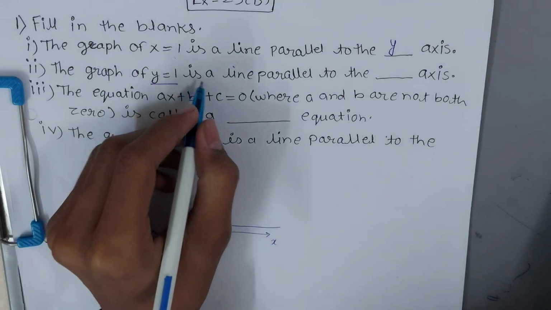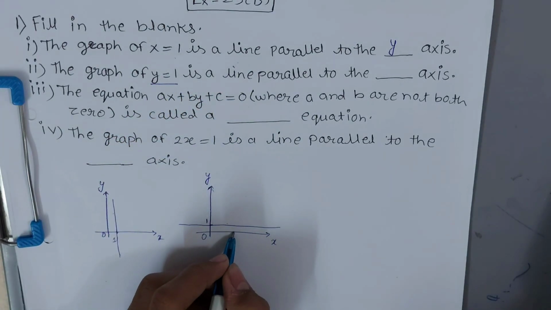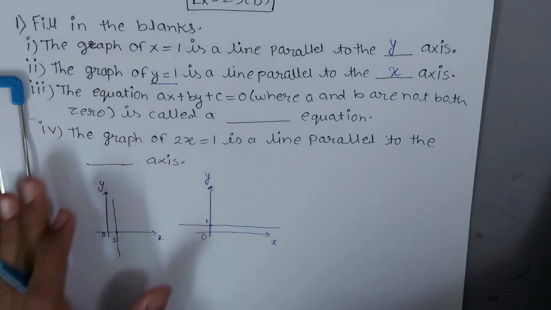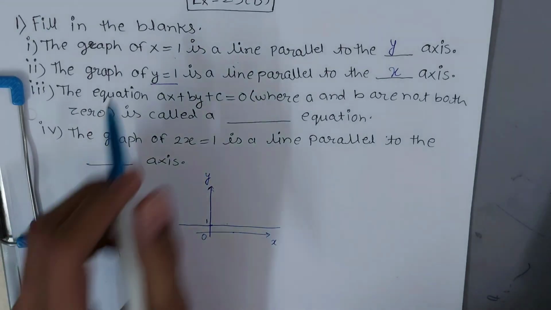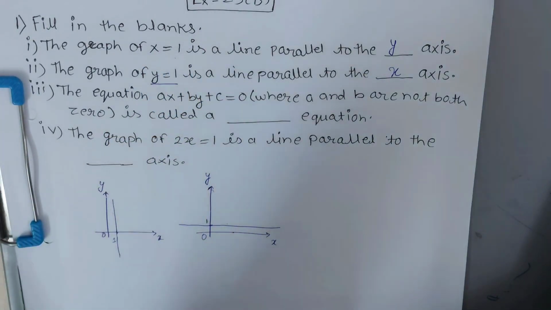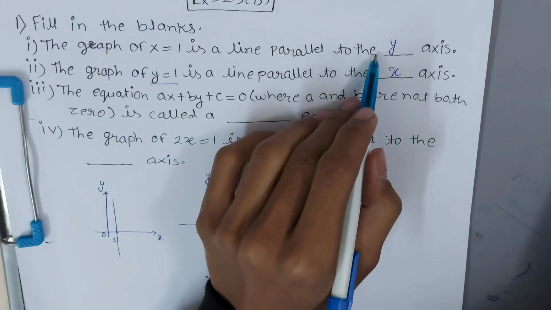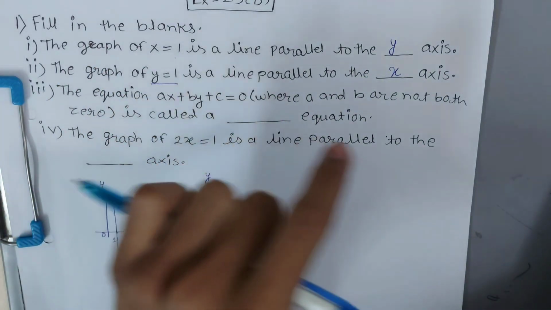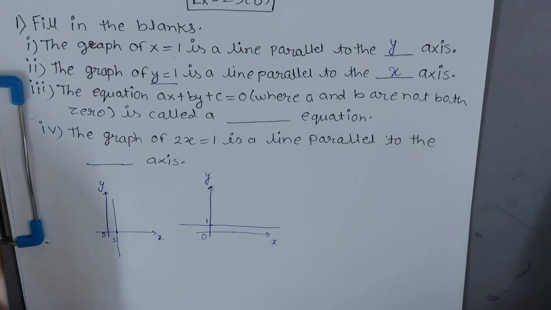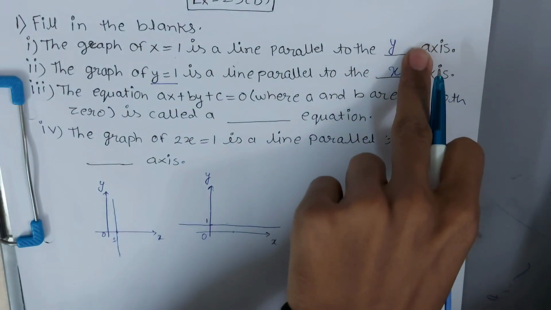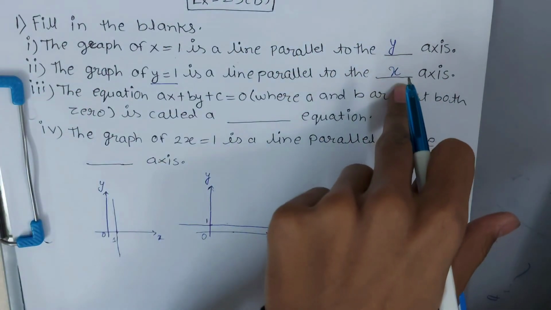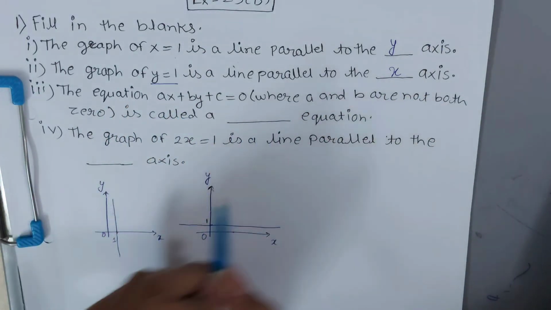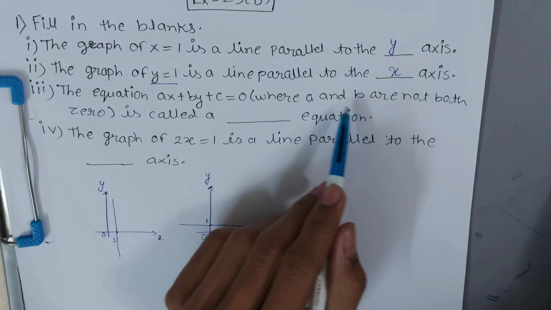So the graph of y equals 1 is a line parallel to, you can see yourselves, the x-axis. You should always remember this as a trick, or you can learn this: the graph of any equation on the x-axis will be a line parallel to the y-axis, and the graph of any equation on the y-axis will be a line parallel to the x-axis, just the opposite. If x is given, the line will be parallel to y; if y is given, the line will be parallel to x.